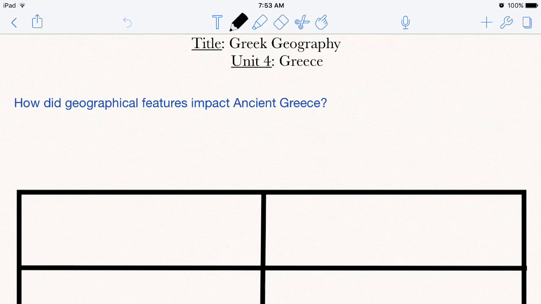All right, ladies and gentlemen, today we are going to talk about Greek geography, or in other words, where we always start when we enter a new area of the world: how the geographical features in an area impacted the people who were living there.